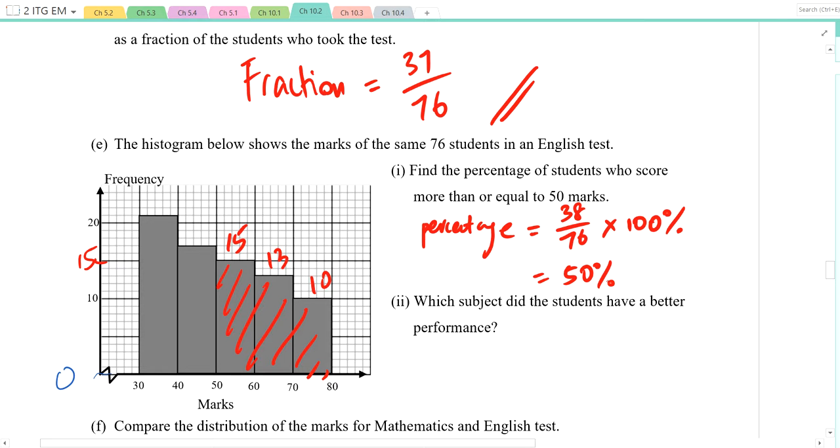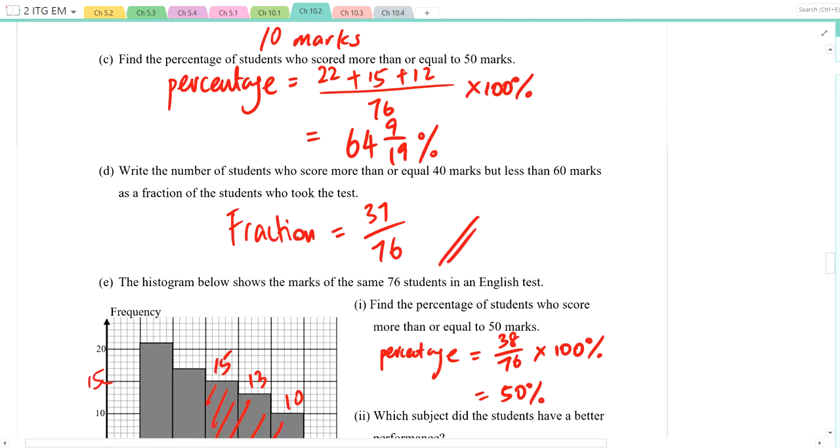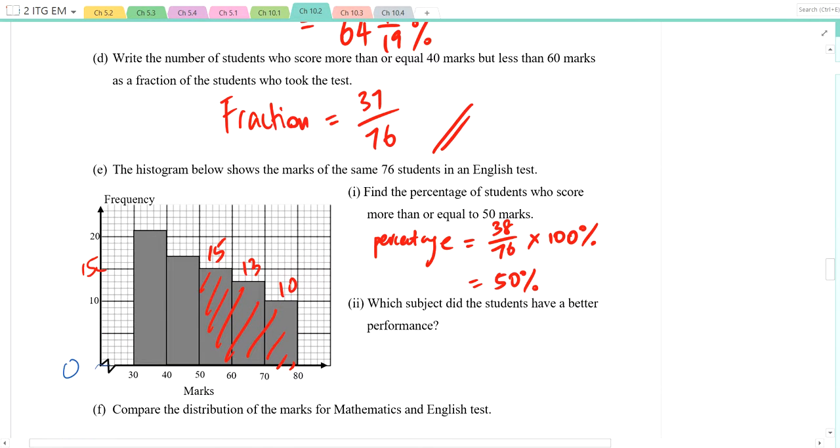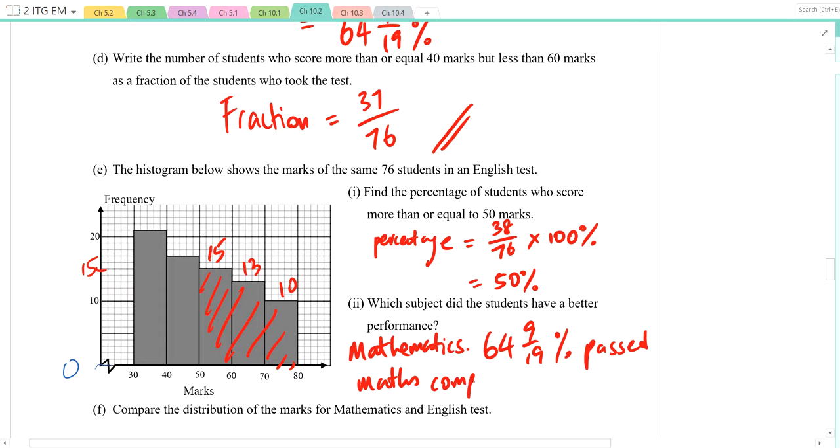Which subject did students have a better performance? So we've got maths and we've got English. Where did they perform better? Why do you think so? Because they like maths. Why do you think they did better in maths? We talk about the number of students who passed, right? 64.9 over 19% passed maths compared to 50% who passed English.